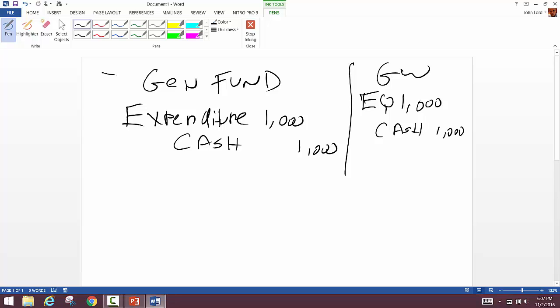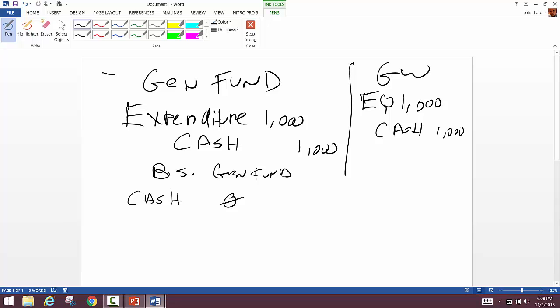Okay, good. So let's say this was the only transaction that affected this government for the whole year. They had $1,000 cash, no liabilities, and they spent the entire $1,000 on equipment, right? So when I go to prepare the balance sheet for my general fund, what should I put down as cash? Cash is zero. I had $1,000 cash, and I spent it all on equipment, right?